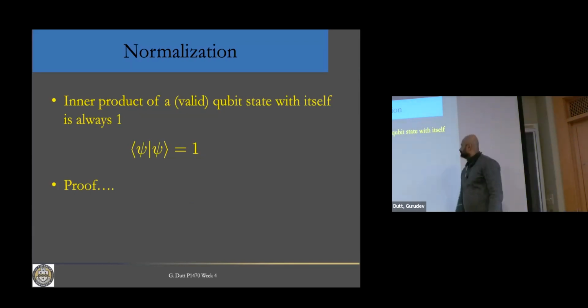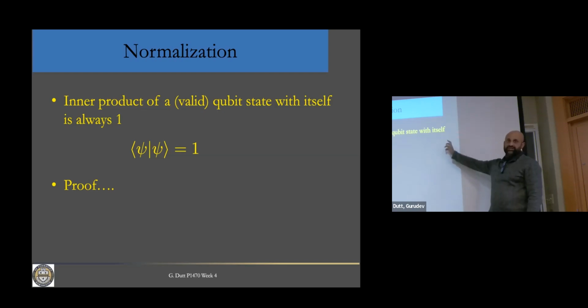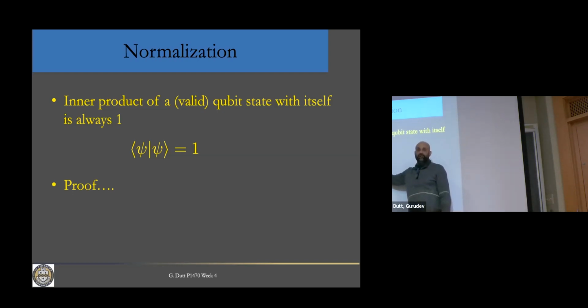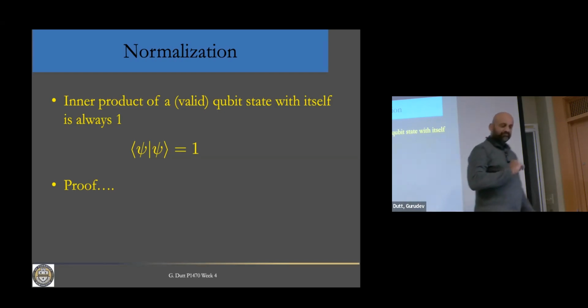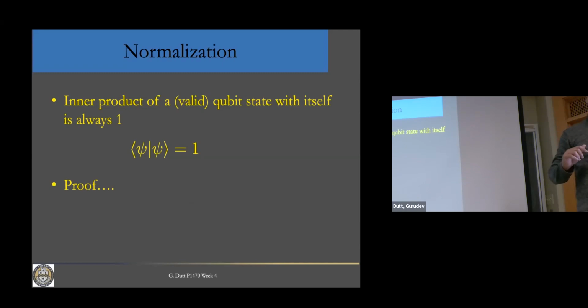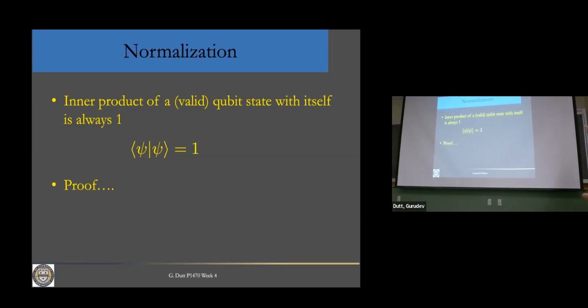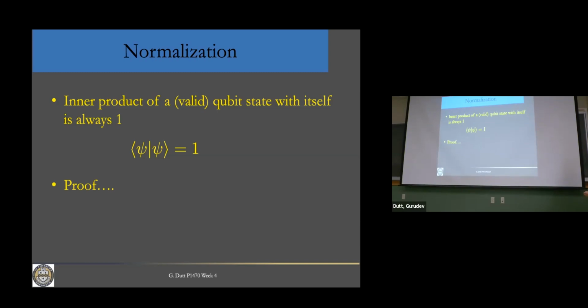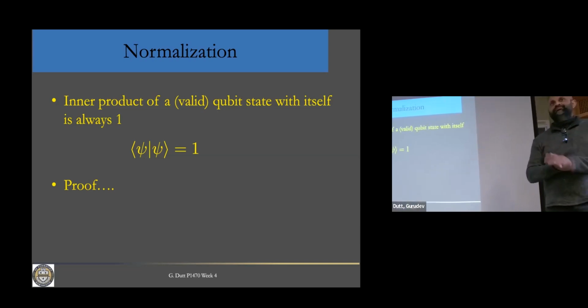And we can also show that the inner product of a valid qubit state with itself is always 1. So bra psi with ket psi is 1. Do I need to sketch the proof, or do you think you understand it? Anyone want me to sketch it out? I can. I don't mind. Don't be shy. If you're not sure, speak up. Okay, all right. I'll let you do it as an exercise. It's fairly simple. Just follow the same rules, and you'll get the answer.